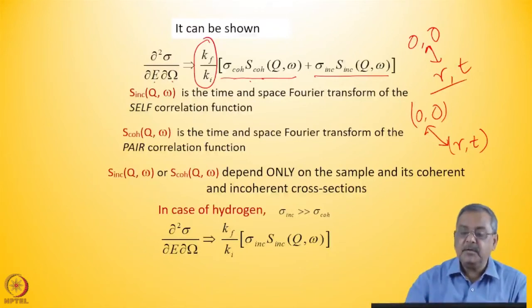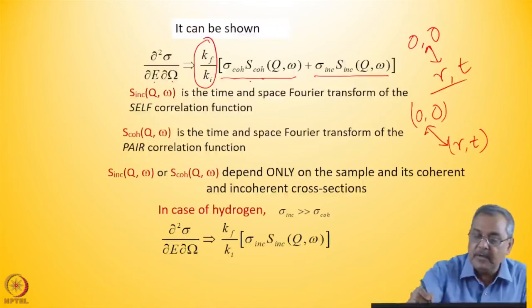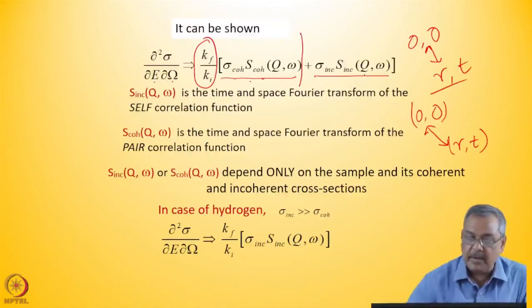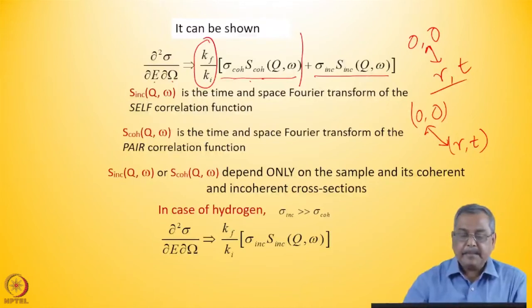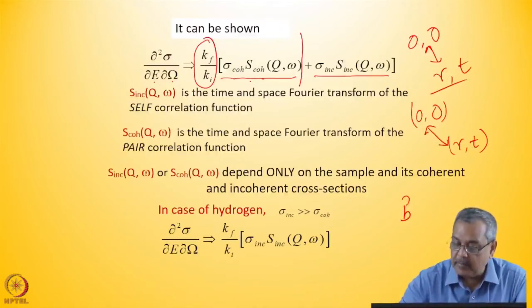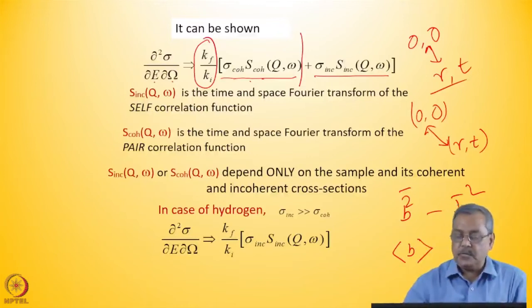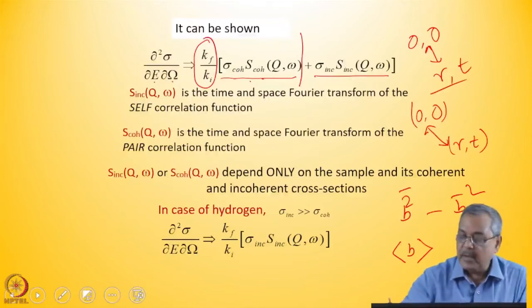In case of phonons, the position and velocity of a particle at one position tells me the position and velocity of all other particles. They are related through phonons. So this is the coherent part, this is the incoherent part. And S incoherent and S coherent depend only on the sample and its coherent and incoherent cross section. As I discussed earlier, the incoherent one is B square average minus B average square, and the coherent part is the ensemble average of B. So this is the average part which comes here, and the incoherent part comes here.